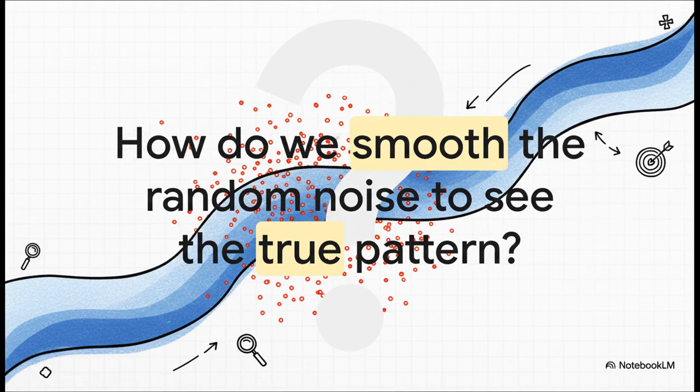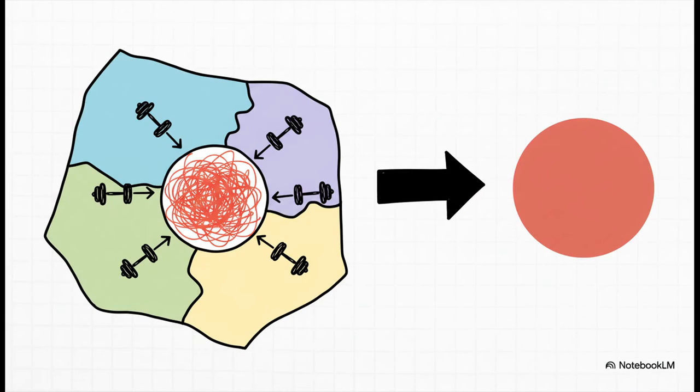Which, of course, leads us to the next big question. What do we do? How do we possibly filter out all that random statistical static and smooth out those shaky estimates so we can see the real, true pattern of risk underneath? The answer is an elegant solution. It's a concept called spatial smoothing.